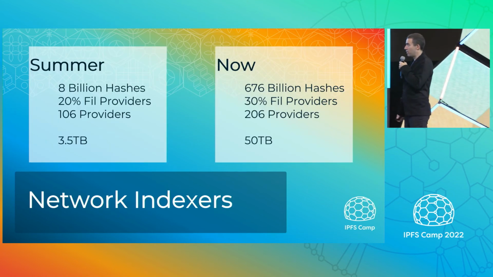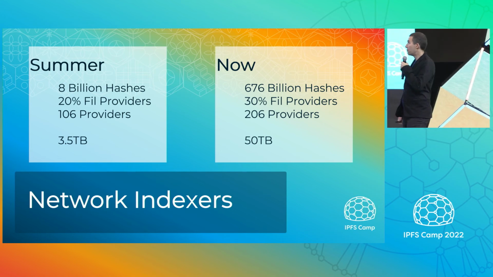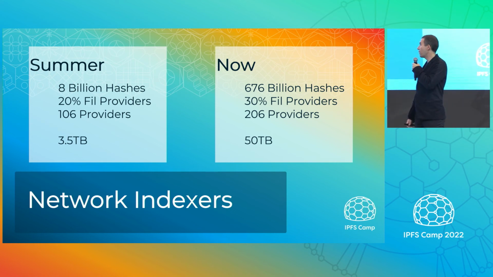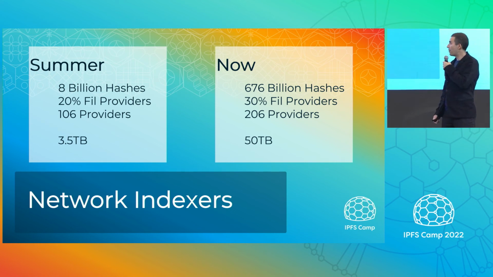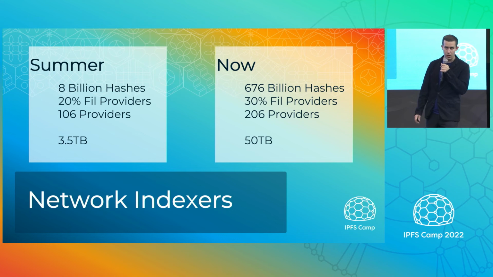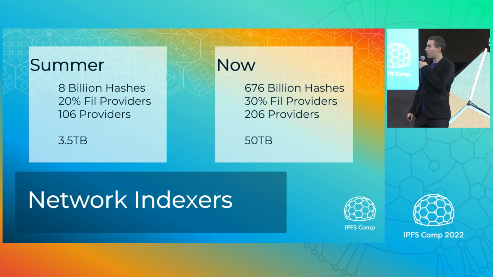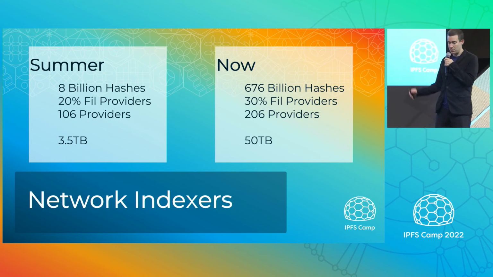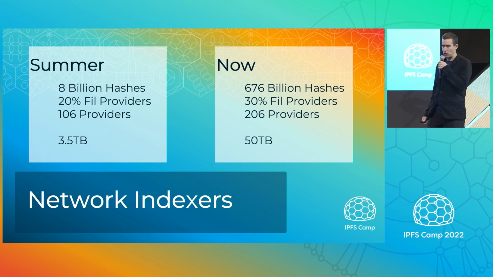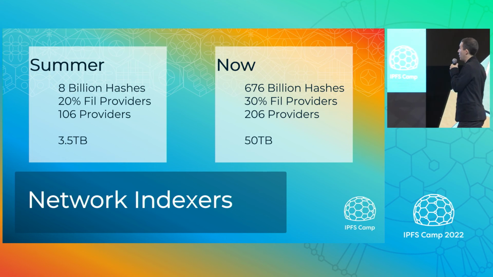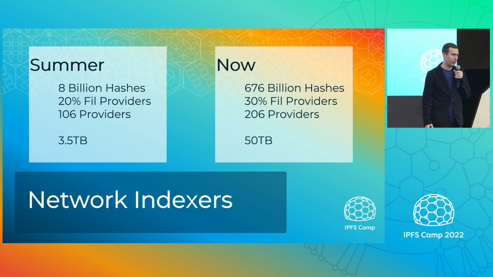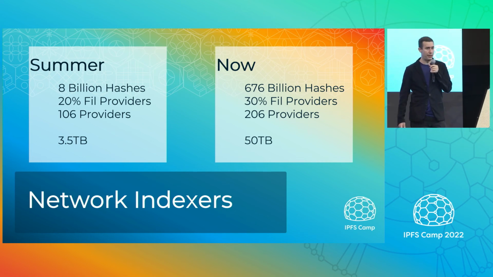Cool. To give a sense of scale, as of this summer, the network indexers had about 8 billion hashes, and that covered maybe 20% of the Filecoin content that is available, and about 100 providers that were providing that. Whereas around now, last week, it's grown quite a bit. We're quickly approaching 1 trillion hashes, which is a couple orders of magnitude more than the amount of CIDs that are in the DHT.